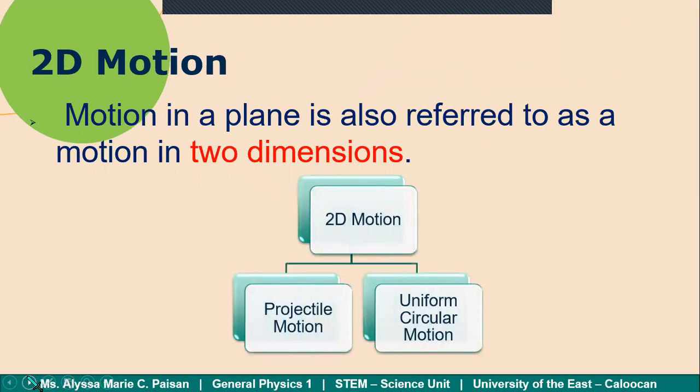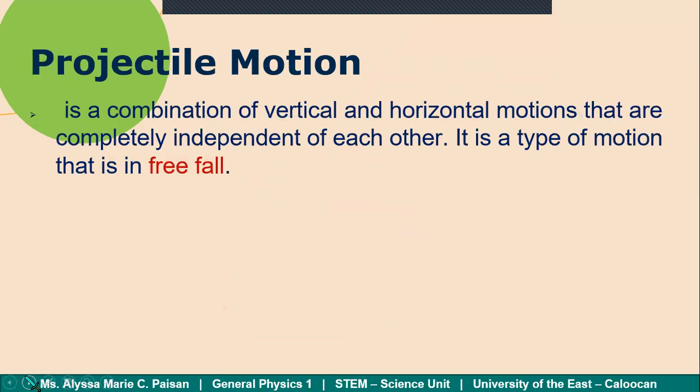There are two major types of two-dimensional motion, the projectile motion and the uniform circular motion. However, we are just going to focus on projectile motion. Projectile motion is a combination of vertical and horizontal motions that are completely independent of each other. Meaning, again, si projectile motion kasi usually the path looks like this. Pag ganyan. Okay? And this path is, kada point niyan, merong specific vector.